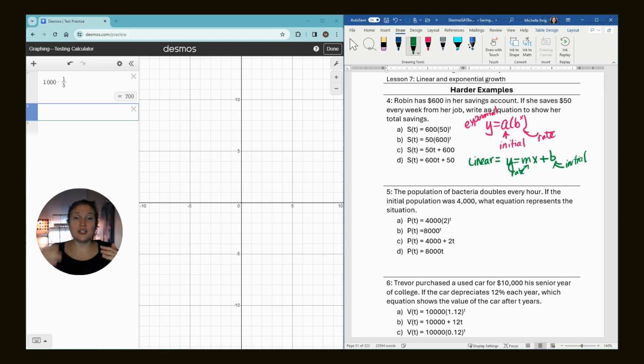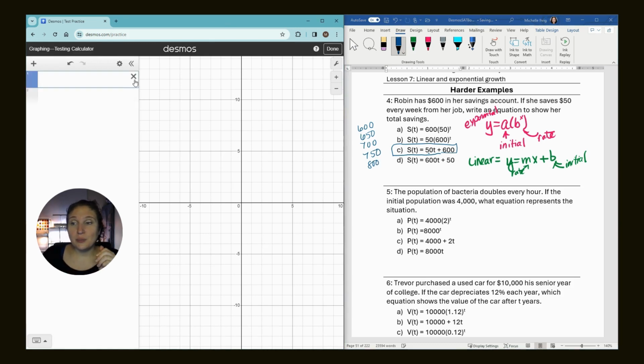So in this case, she's starting with $600 and she's adding 50, 50, 50, 50. And if you think about it, we have 600 here, then she has 650, then she has 700, then she has 750 and 800. So I am going to show you how you can use the calculator to help you.